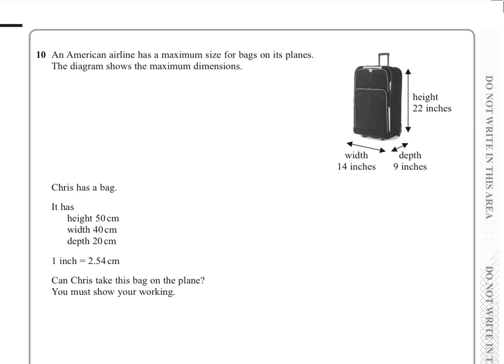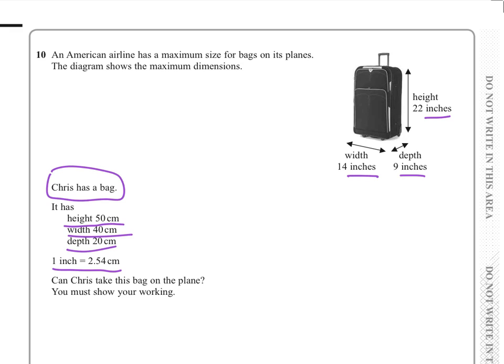Question 10. Now for a non-calculator paper, I think this question is very difficult. So what we'd have to try and do here is, because this suitcase shown on the diagram shows the maximum dimensions that can be used, they're all in inches. And we've got a conversion here that 1 inch is 2.54 centimetres. So Chris's bag, what we'd have to do is try and convert that into inches and see what it would be.